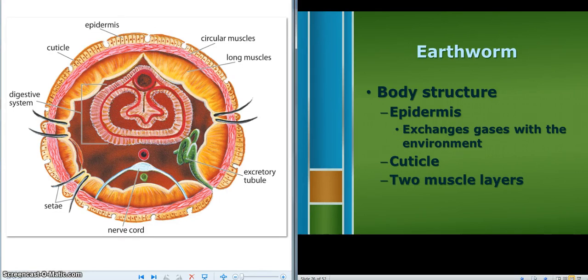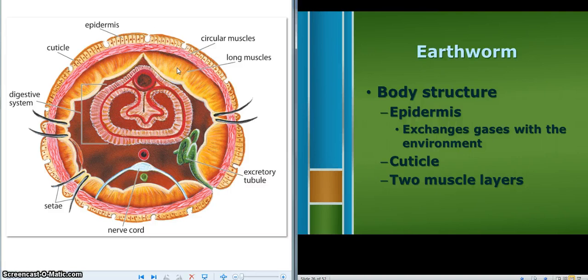There are two muscle layers. As we look at this cutaway of an earthworm, we see the circular muscle and the long muscle. Now, the circular muscles are just that. They squeeze inward, and as the circular muscles squeeze inward, it forces the earthworm to become thin and stretched out. It also has these long muscles that cause it to bunch up. And this is really how the earthworm is going to be doing a lot of its moving.